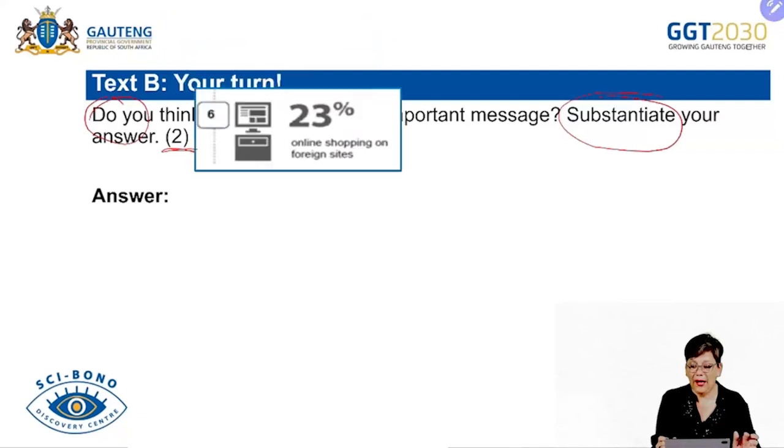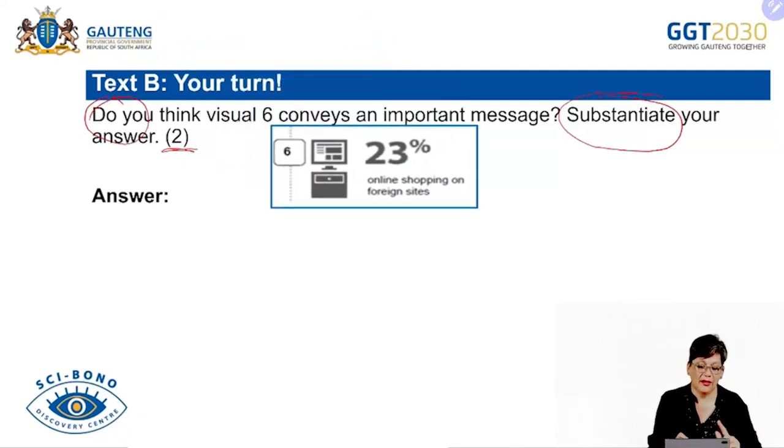So let's quickly go back to visual number 6. And this is the visual we're talking about. So the question is now, does it convey an important message? Now, convey means does it show an important message? Now, what do we have? It looks like a computer monitor, and it says there online shopping on foreign site. Now, obviously, foreign means, yes, you're right, not in South Africa.